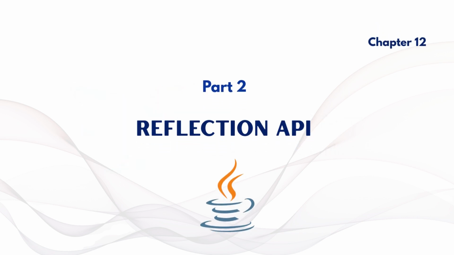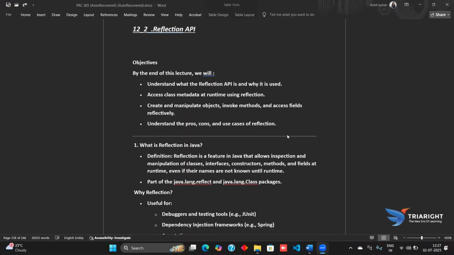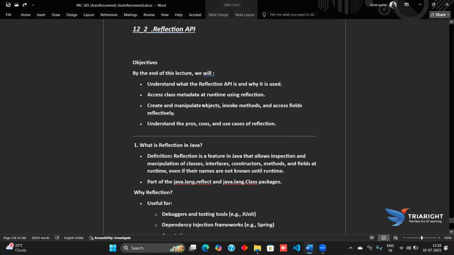Hello learners, today we will be learning about the reflection API. By the end of this class we will understand what the reflection API is and why it is used, and how to access class metadata at runtime using reflection, create and manipulate objects, invoke methods and access fields reflectively. We will also understand the pros and cons, and use cases of reflection.